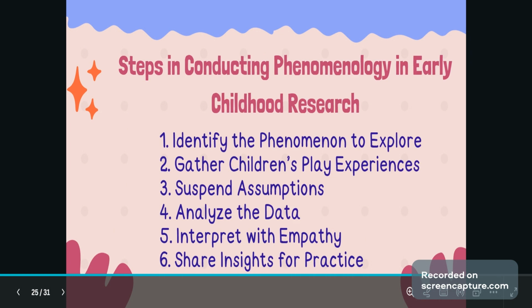Talking about the steps in conducting phenomenology in early childhood research, I have here six steps. First is to identify the phenomenon to explore. Phenomenology should start by asking what specific experience we want to understand from children's perspective. It should be specific. Broad topics make it hard to cover everything. This is called the phenomenon. For example, you may want to know, how do children experience friendship in play?